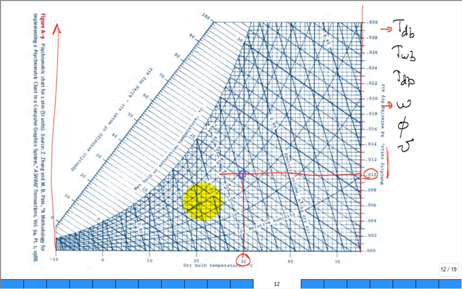These are lines of constant relative humidity coming up. So, just approximately, what's the relative humidity at that point? Around 40%. All right.